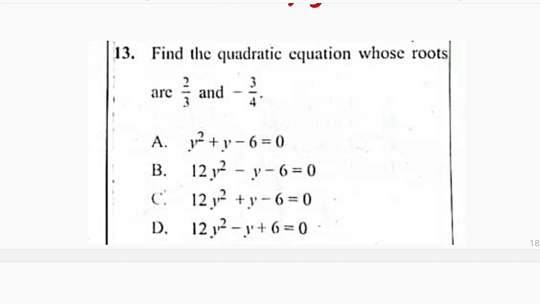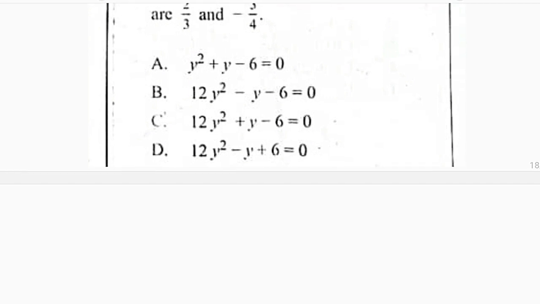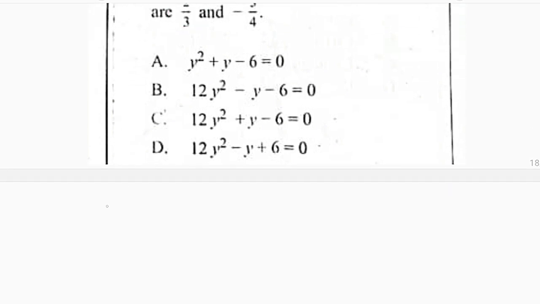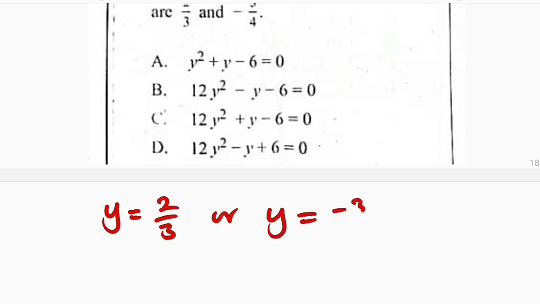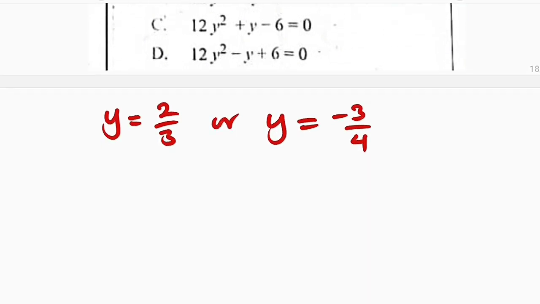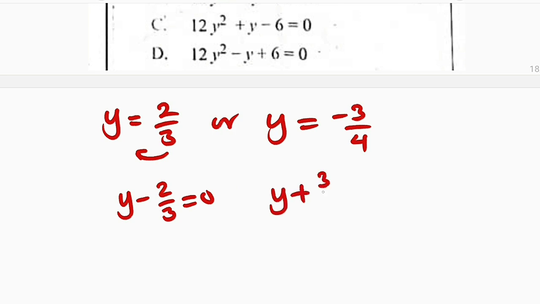Since these are roots, we can convert them into factors. So to transform this into a factor, what does this mean? It means Y is either equal to 2 over 3 or Y equal to negative 3 divided by 4. These are the two roots given to us. So to transform them into factors, if you take this one in, it becomes negative, right? We have Y minus 2 over 3 equal to 0. And here we have Y plus 3 divided by 4 equal to 0.